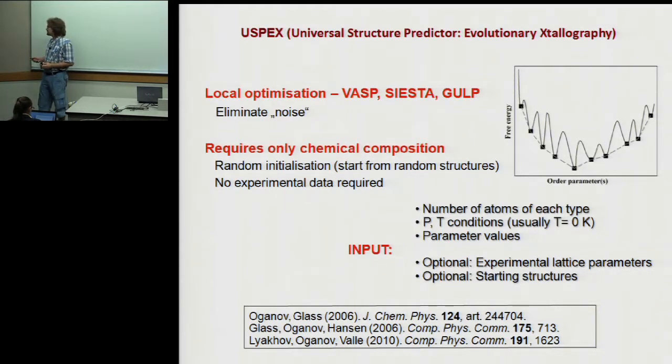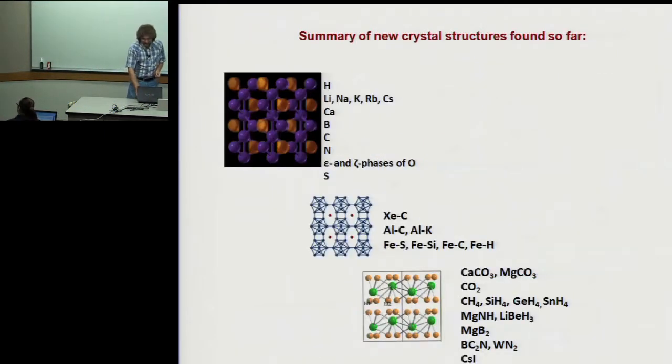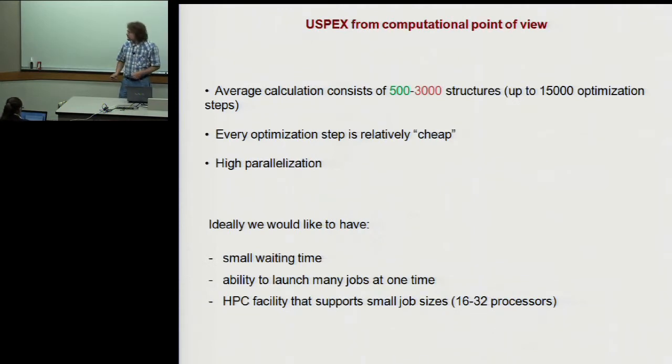We don't need experimental results, but of course they help us, and we can incorporate them into the input to make the search faster. This method has been in development since 2006, and we and our collaboration achieved a lot of interesting results. We found many new crystal structures, and some of them Artem presented to you were quite exciting, like sodium or boron. I'll concentrate more on the computational part.